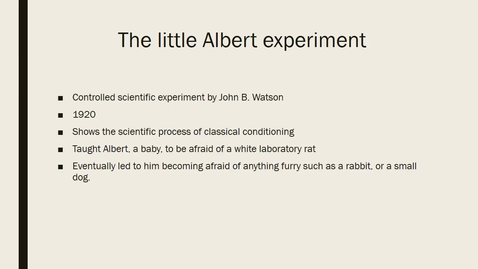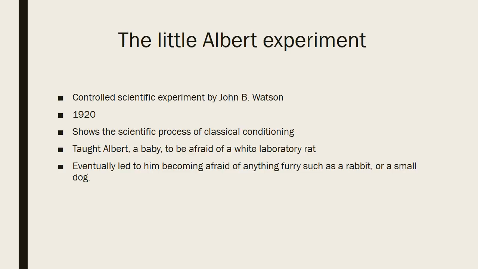Over the next few weeks, few months, what John B. Watson did was he took the rat, and every time Albert went to touch the rat, he would play a very, very loud noise in the background. He would hit a drum or a metal pan or something, a very loud noise that would make baby Albert really scared, and jump. So he kept doing this. He kept showing the rat to Albert, and every time Albert went to touch the rat, bang, a loud noise, and Albert would start crying.